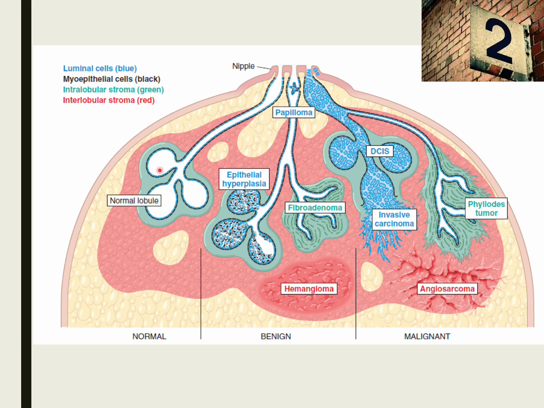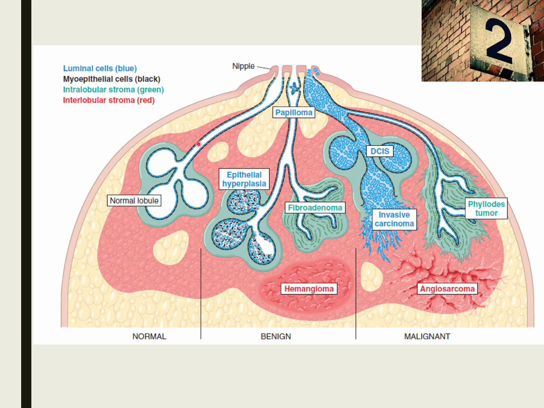Furthermore, the breast has two types of epithelial cells lining the ducts and also the lobules in the terminal duct lobular units. The two types of epithelial cells include the luminal cells and the myoepithelial cells, and here they are highlighted in two different colors. The luminal cells are highlighted in blue while the myoepithelial cells are highlighted in black. So look at the large ducts and the terminal duct lobular unit. Every structure is lined by the two layers.